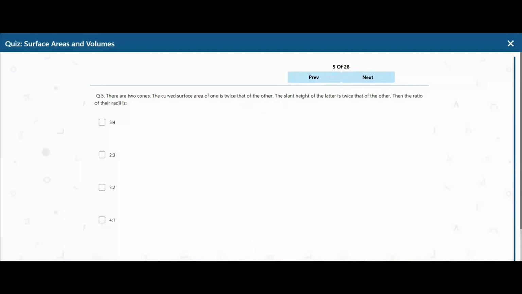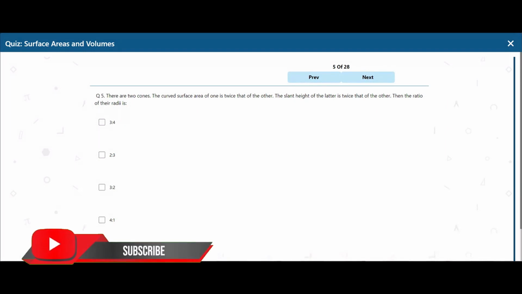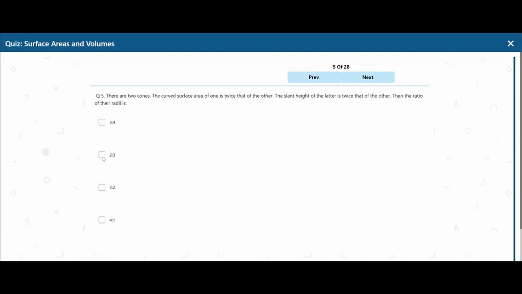Two cones. Curved surface area of one is twice of the other. Slant height of the latter is twice that of the other. The ratio of the radii. CSA 1 equal to 2 times CSA 2. 2/3, ma'am. No, that is incorrect. 3:2, ma'am. Option C, ma'am. Then L2, the latter, is 4:1, ma'am. L2 equal to 2 L1. Correct? Yes, ma'am.